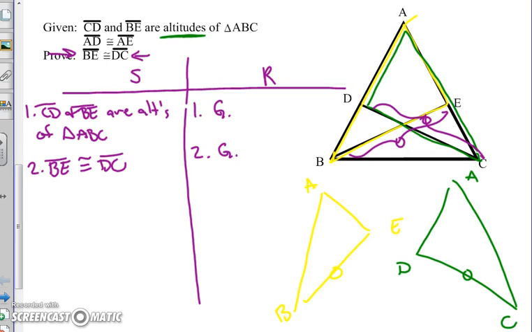If I'm trying to prove that these two triangles are congruent to each other, knowing that CD is an altitude, I probably want to say that angle is a right angle. I probably want to say that angle right there is a right angle. Knowing that BE is an altitude, I probably want to say that angle is a right angle, so that way I have a right angle that's actually on my triangle. Yes, I could say this angle at the bottom is a right angle, but that doesn't really give me any right angles on the triangles I'm trying to go for.